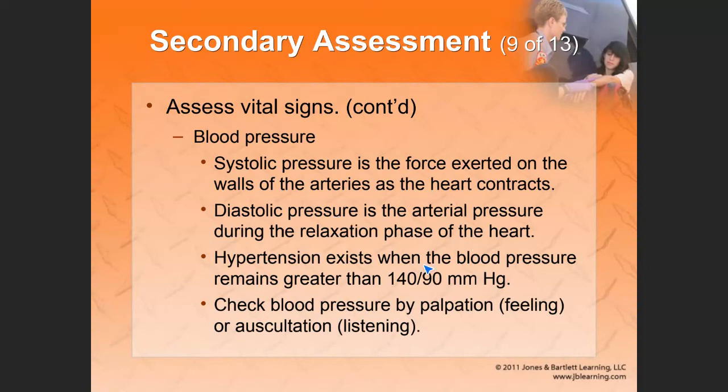The bottom number, which is a 90, is the diastolic pressure. And the diastolic pressure is obtained when the ventricles relax. This is when the blood has been pushed out by the ventricles, the ventricles relax, and the blood is flowing against the pressure inside the arteries. That's the diastolic pressure.